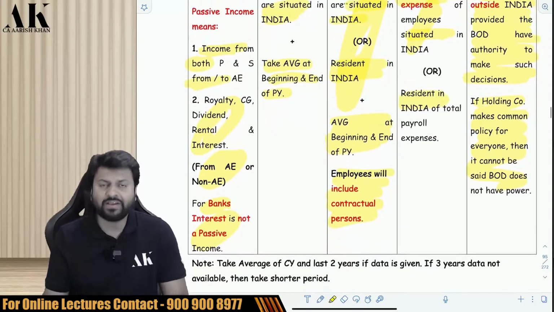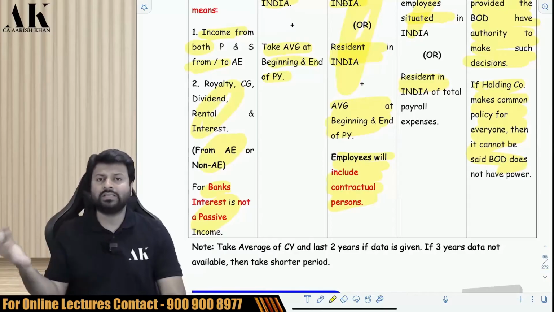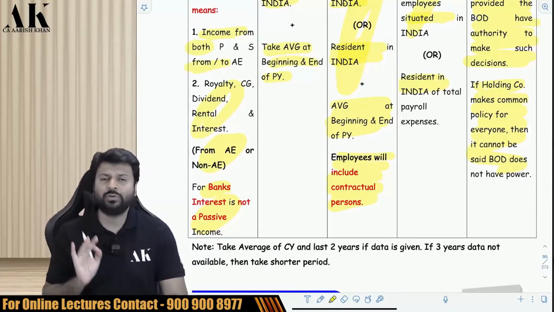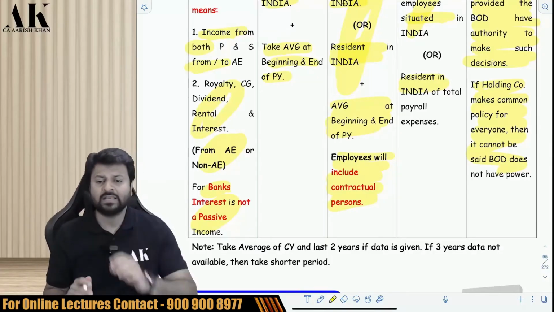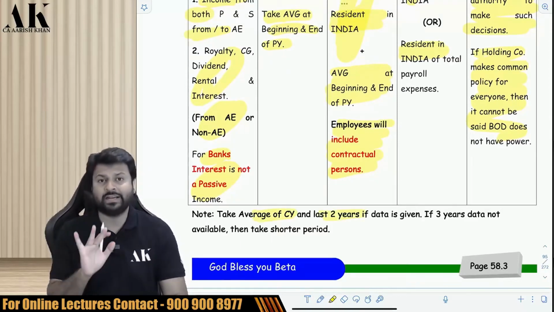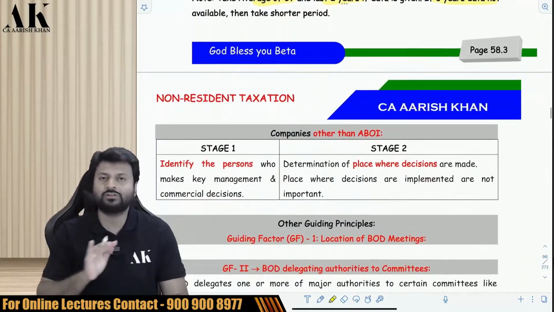Okay. So if these 5 conditions are fulfilled, then the ABOI, active business, is outside India. If ABOI is outside India, POEM is outside India, and if the POEM is outside India, then the company will be said to be non-resident in India. So the data which we have taken, it has to be for how many years? If possible, you have to take the average of the current year and the last 2 years if the data is given. If the 3 years period is not given, then you can take a shorter period also. There is nothing wrong in that.